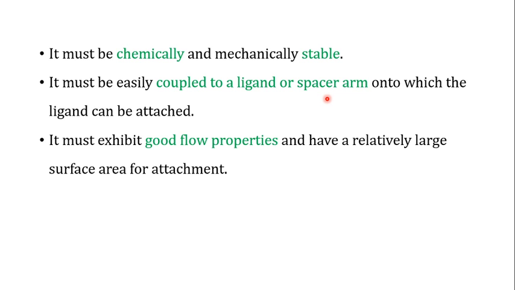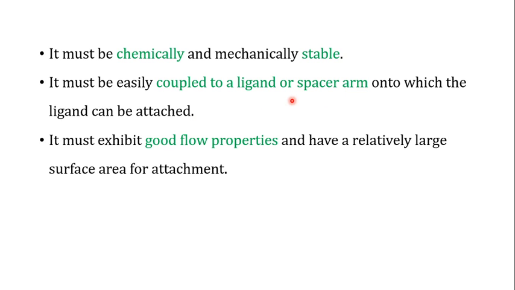So the first important thing is that the matrix should have the ability to interact with the ligand so that it can immobilize it. Now what is the spacer arm? We will come to that in a while. So the matrix should have the ability to easily be coupled to a ligand or a spacer arm onto which you can actually attach a ligand if you are utilizing a spacer arm. So you can directly attach your ligand to the matrix, or you can utilize a helper in the form of the spacer arm onto which the ligands can be attached.